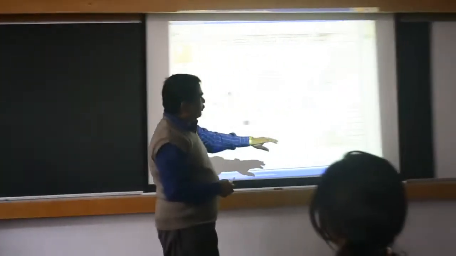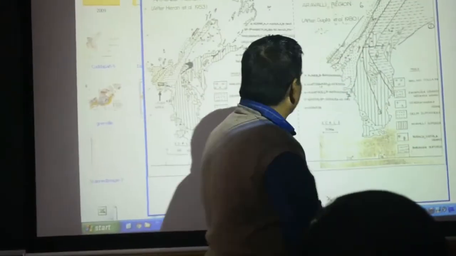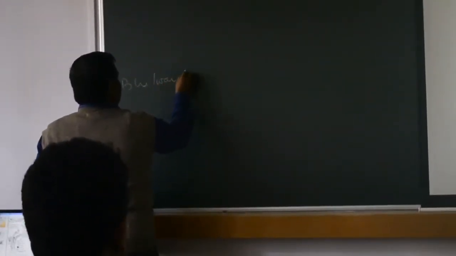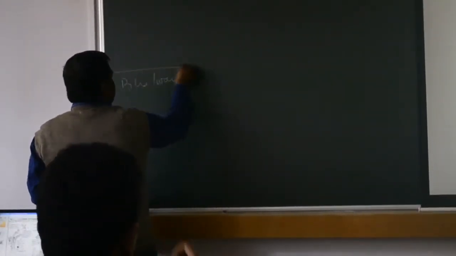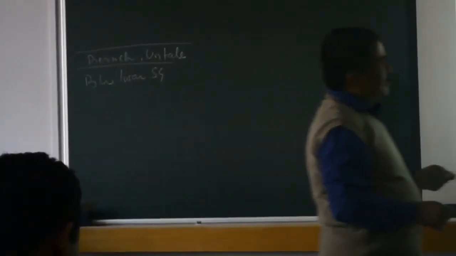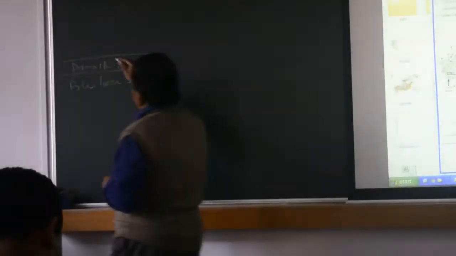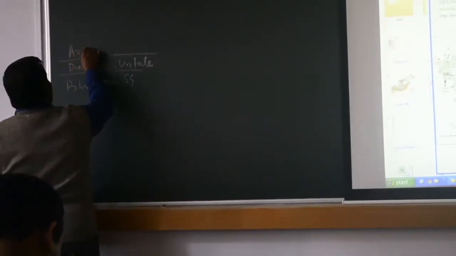Present what strategy we are following. So we have Bhilwara Supergroup, followed by what? Garaj Granite, Juntala Granite. I will tell you something interesting about the Garaj Granites and Juntala Granites. Then Aravalli, Gelvi. This is to remember.